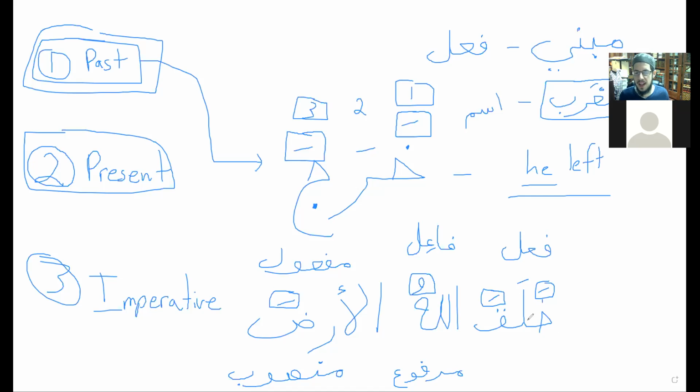So if you're breaking down grammatically the sentence, you would say mabniyun ala al-fatha. You say that it is undeclinable. How would you translate that? Upon its fatha. It's stuck there, basically. Does that make sense?